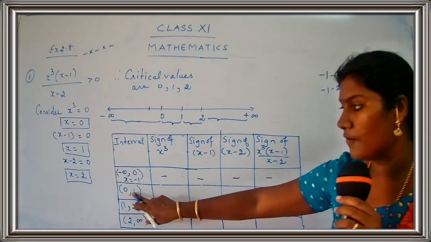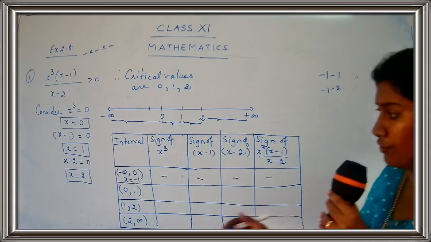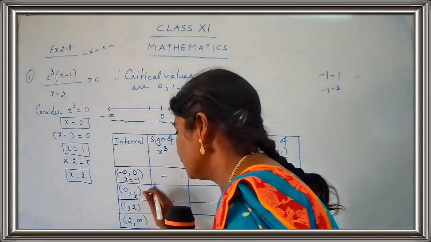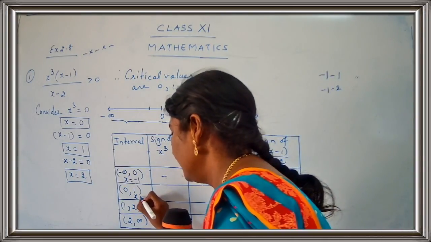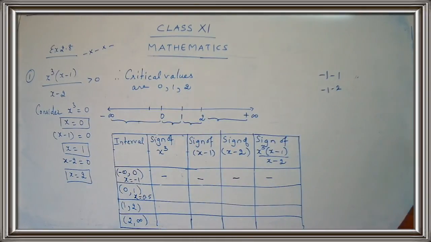Now 0 comma 1. Try to take a value between 0 and 1, children. Shall we take 0.5? Okay, so you are going to write down here x is equal to 0.5. So take the value for x as 0.5. Okay, now let us go for the sign.